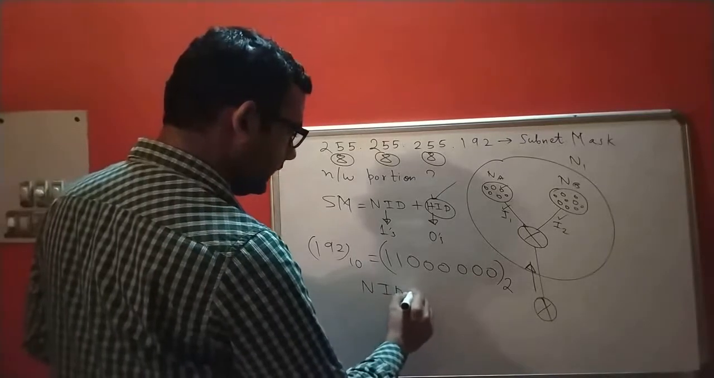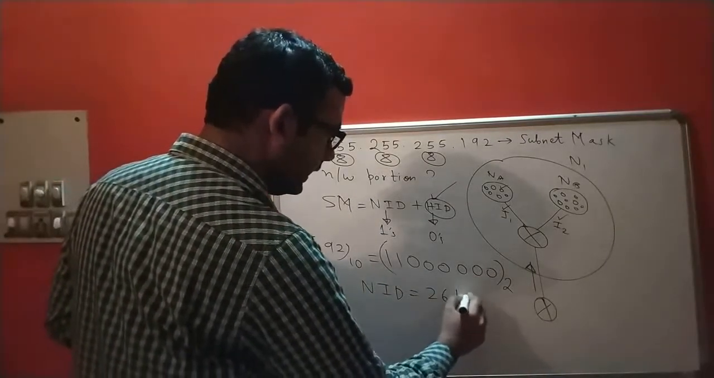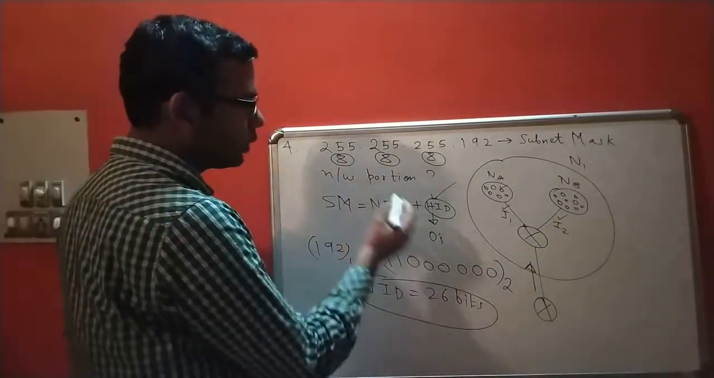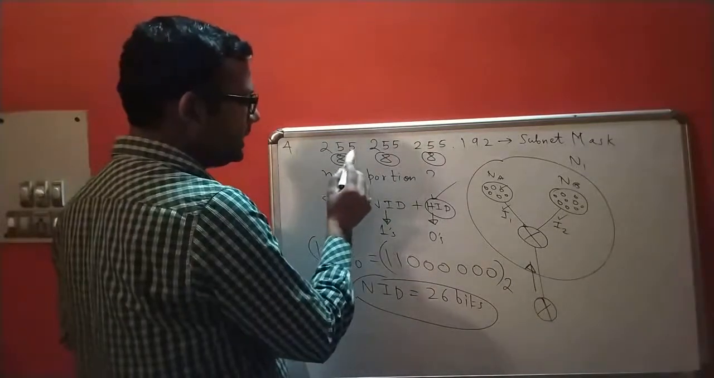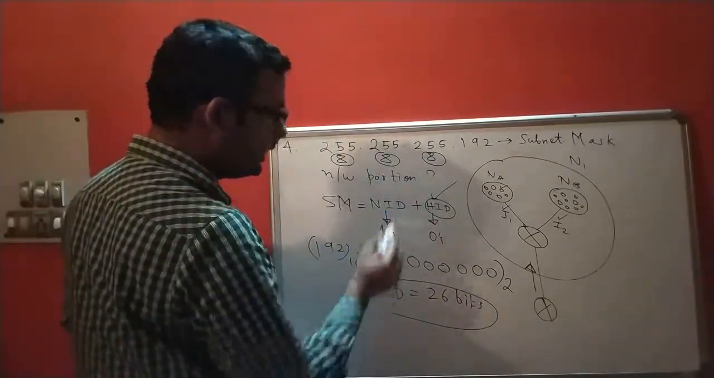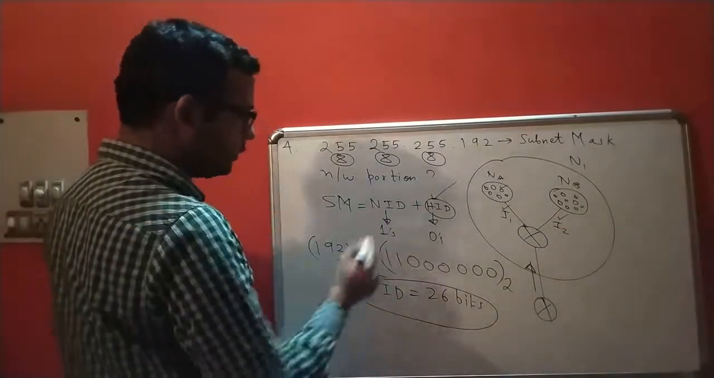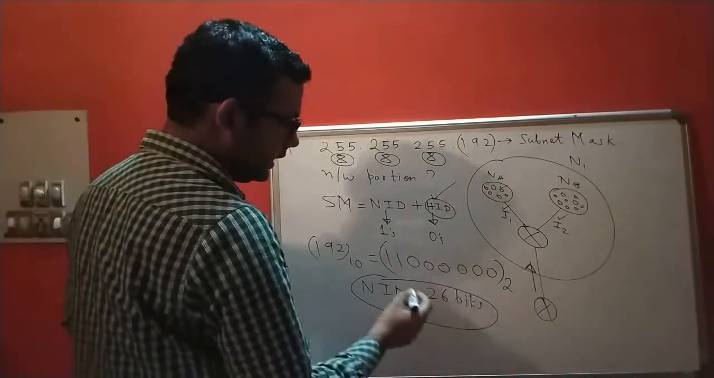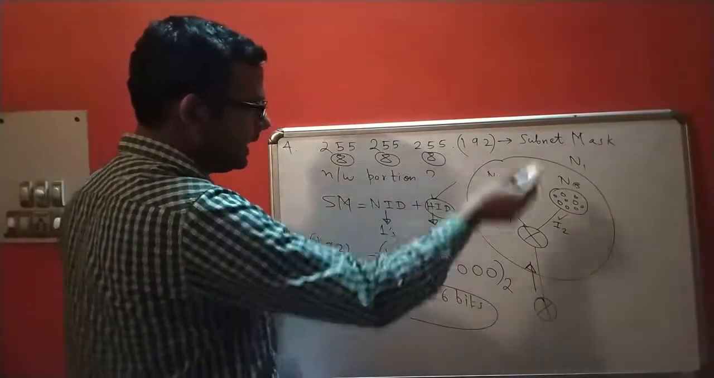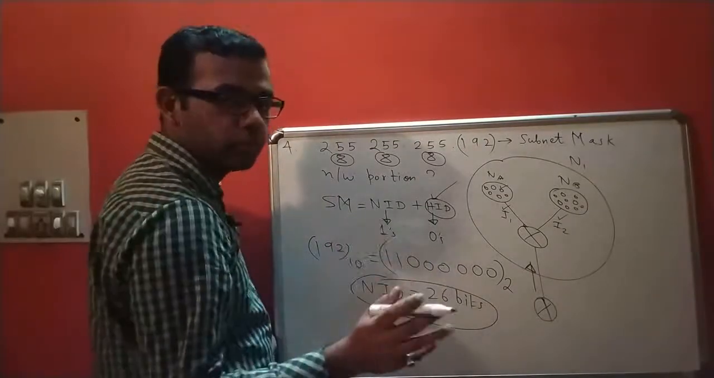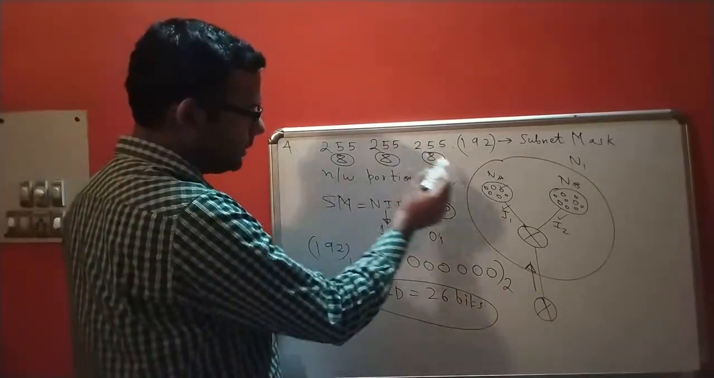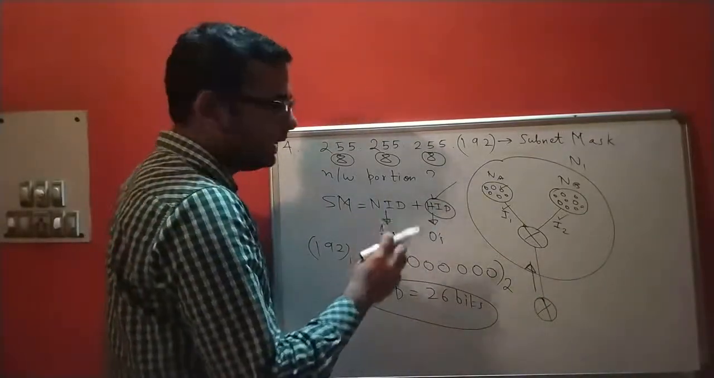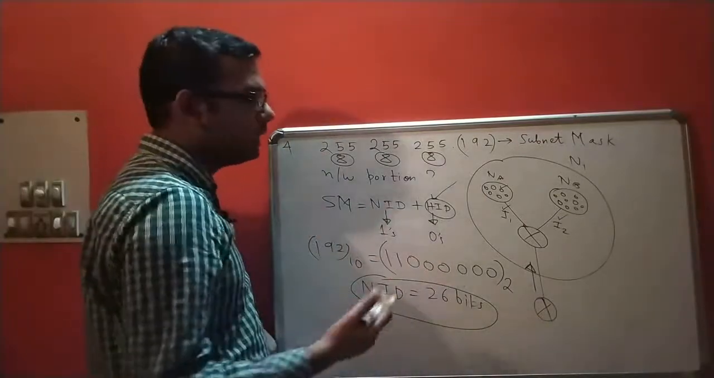That means the network ID extends to a portion of 26 bits, because the total number of ones in my subnet mask is 8 plus 8 plus 8 plus 2 in this 192. This 192 has been written over here and the binary equivalent is this. So if you count the total number of ones in this entire subnet mask, what you get is the network ID portion, which comes to 8 plus 8 plus 8 plus 2, which is 26 bits, and the remaining portion is my host ID. From the host ID, I'll be selecting bits in order to perform the subnetting operation.